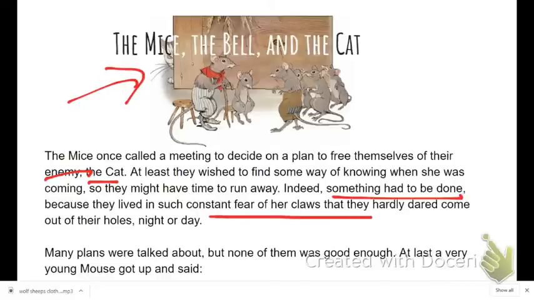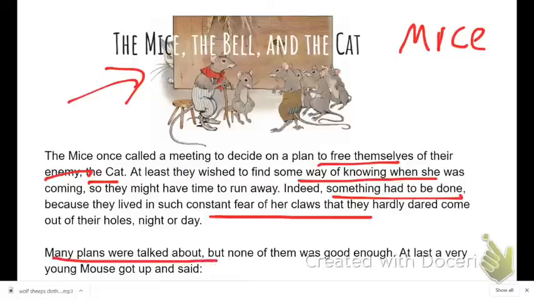So already I'm picking up some things that I want in my story. The main characters are the mice, and they want to be safe. They want to be free of the enemy of the cat, right? And the problem is that she keeps sneaking up on them quietly. They don't have any way of knowing when she's coming. That's the problem. So they're looking for a solution.